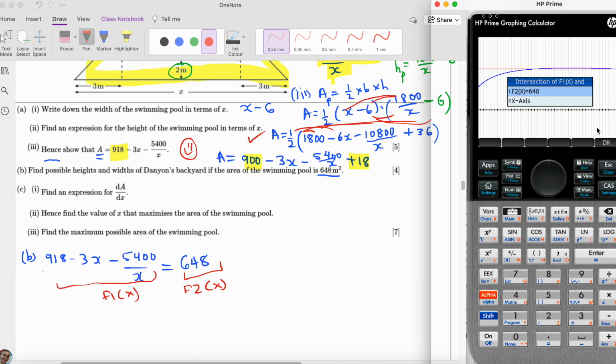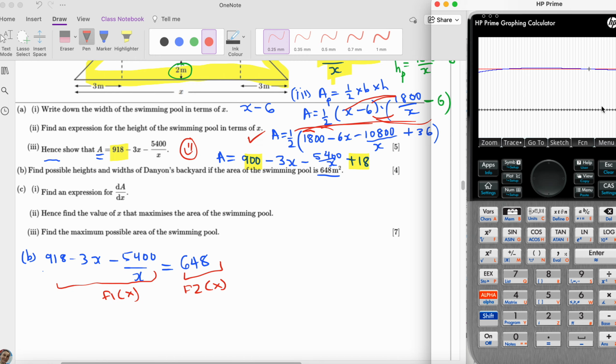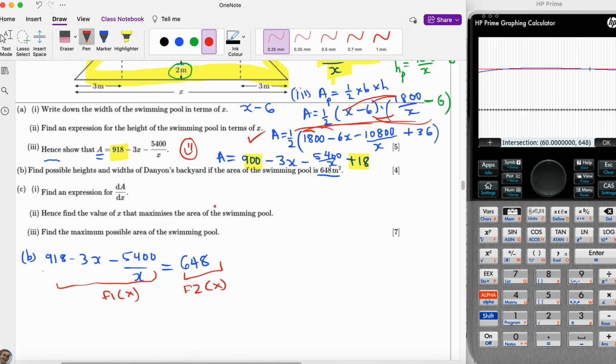Okay, so just be careful. There's the intersection at 30, and then there's the intersection at 60. Remember what x is. x is our width, okay? So then our width can be 30 and our width can be 60. Now what you need to do is find the heights, okay?